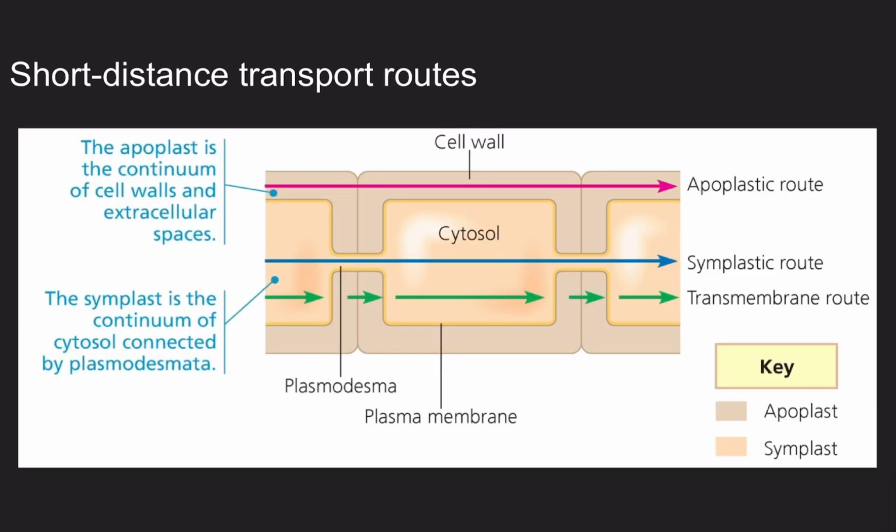So, short distance transport routes. The apoplast is everything that's external to the plasma membrane, including cell walls, intercellular spaces, and dead cells, which includes the xylem. So basically, in the apoplastic transport route, the materials just go through the cell walls and other dead cells. The symplast is the continuum of cytosol connected by plasmodesmata, which is the alive tissue within the plant.